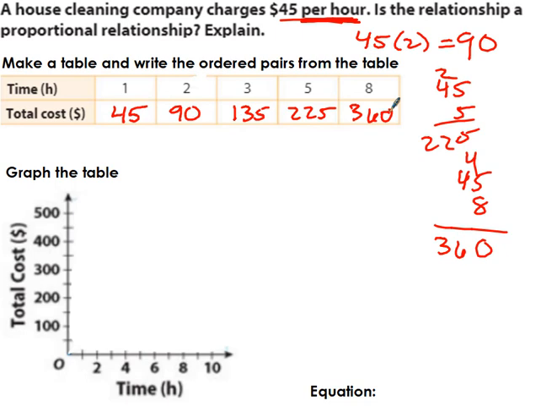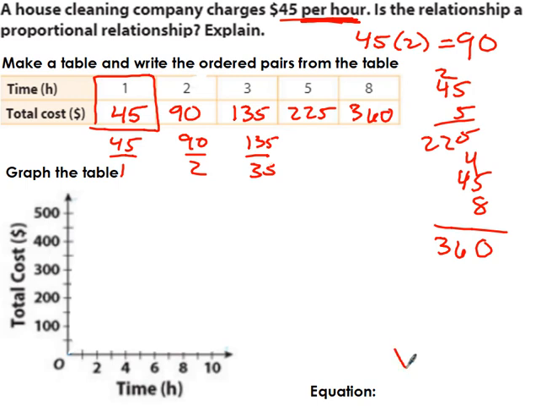Here's my unit rate, or my constant of proportionality. If I did y divided by x each time, 45 over 1 equals $45 per hour. 90 over 2 equals 45 per hour. 135 over 3 equals 45 per hour. So the unit rate, or the constant of proportionality, those are the same thing, is 45. So my equation is y equals 45x.